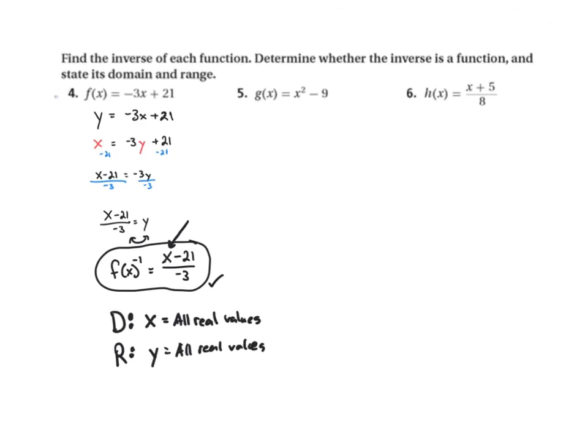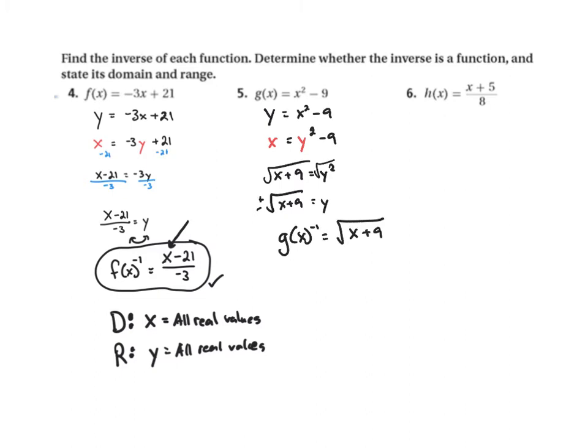Okay, here goes the next one. You ready? So change g of x to y. Let's switch x and y. And let's resolve. So x plus 9 is equal to y squared. I'm going to square root this side, so y is equal to the square root of x plus 9. But it's really plus or minus, right? That's what we'd have to do on this. So it was originally called g of x, so let's put the little g of x inverse is equal to the square root of x plus 9.